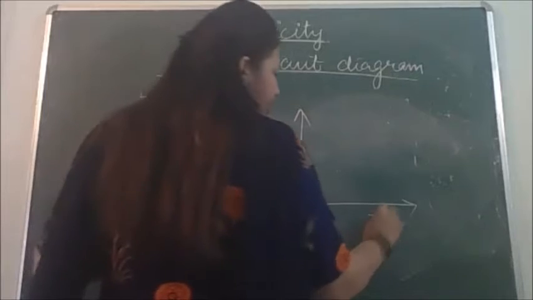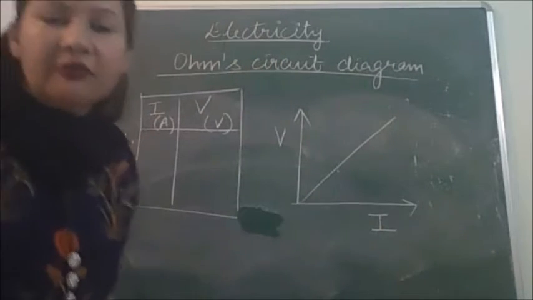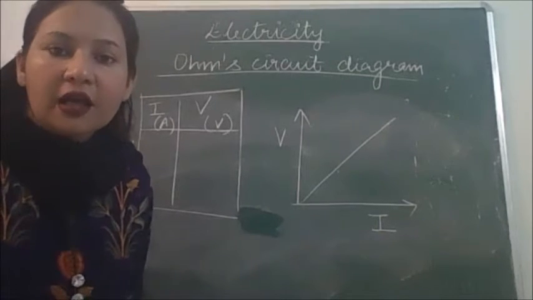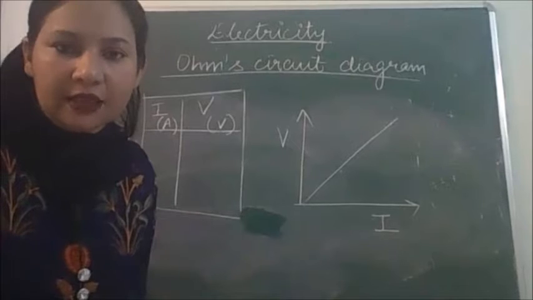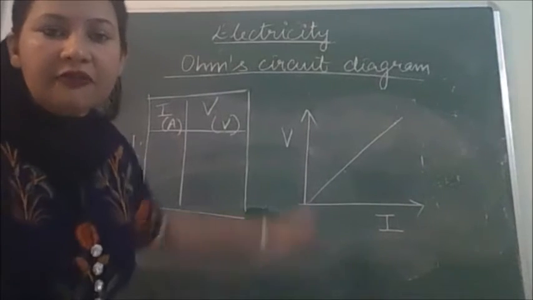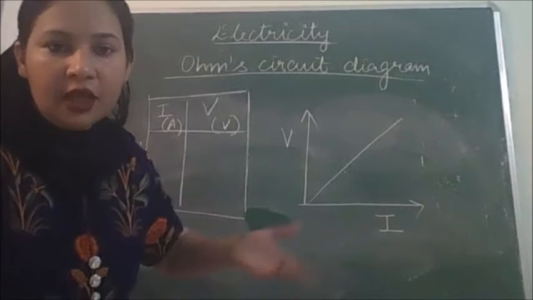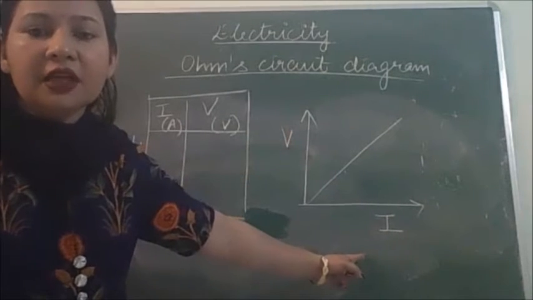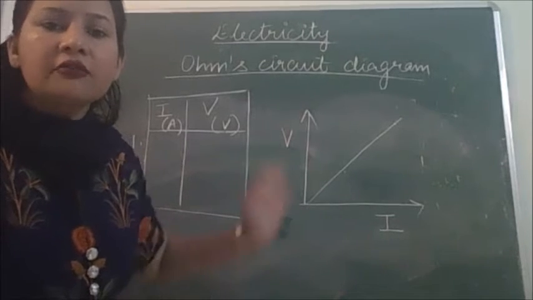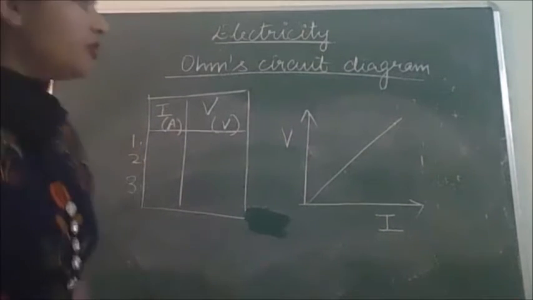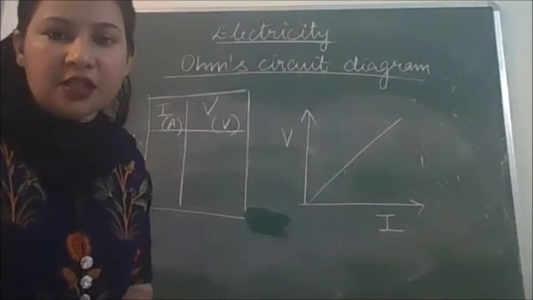This is the VI graph. It comes out to be a straight line if the wire is a conductor. If the wire is a conductor, then this VI graph is always a straight line. Okay? If we are taking V here, I here, we call it the VI graph. If we take I here, V here, it will be called the IV graph. So first we are talking about the VI graph. So we find that current is directly proportional to potential difference.